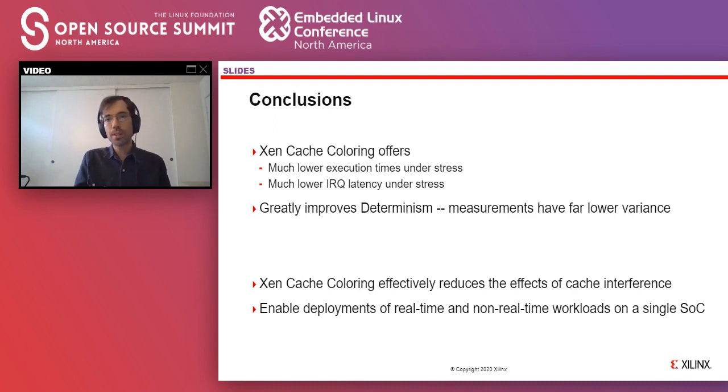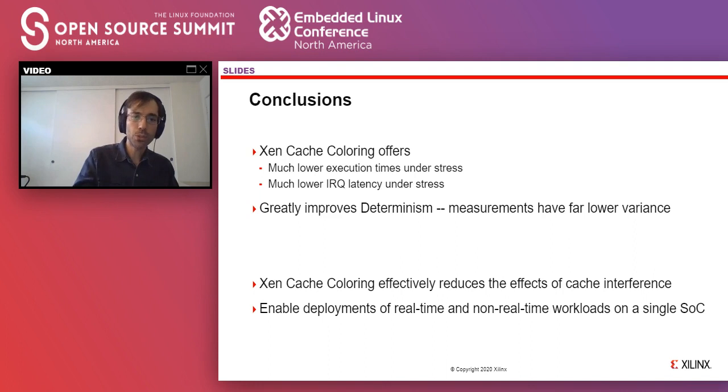So in conclusion, Xen with cache coloring offers much lower execution times for your motor control routine under stress. It also offers much lower IRQ latency under stress. And even more importantly, it offers much improved determinism in the results. In fact, the results have far, far lower variance compared to Xen without cache coloring. So Xen cache coloring is effective at reducing cache interference, and I think it does enable deployment of highly sensitive real-time workloads on Xen.